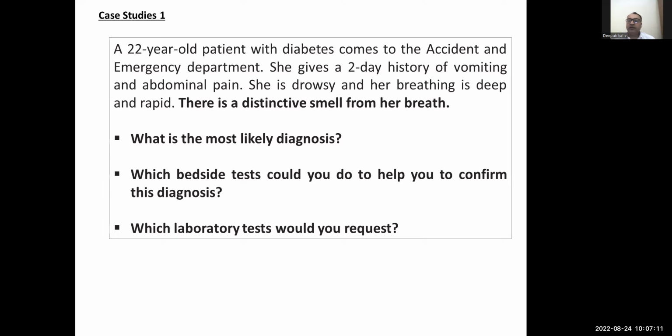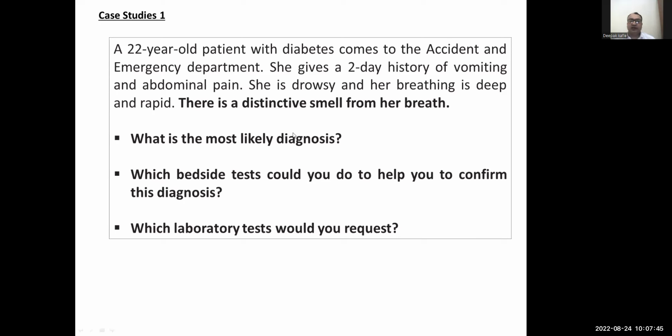Okay, now let's see the clinical vignettes for today's lecture. A 22-year-old patient with diabetes comes to the accident and emergency department. She gives a 2 day history of vomiting and abdominal pain. She is drowsy and her breathing is deep and rapid. There is a distinctive smell from her breath. What is the most likely diagnosis? Which bedside test would you do to help you confirm the diagnosis? And which laboratory test would you request?